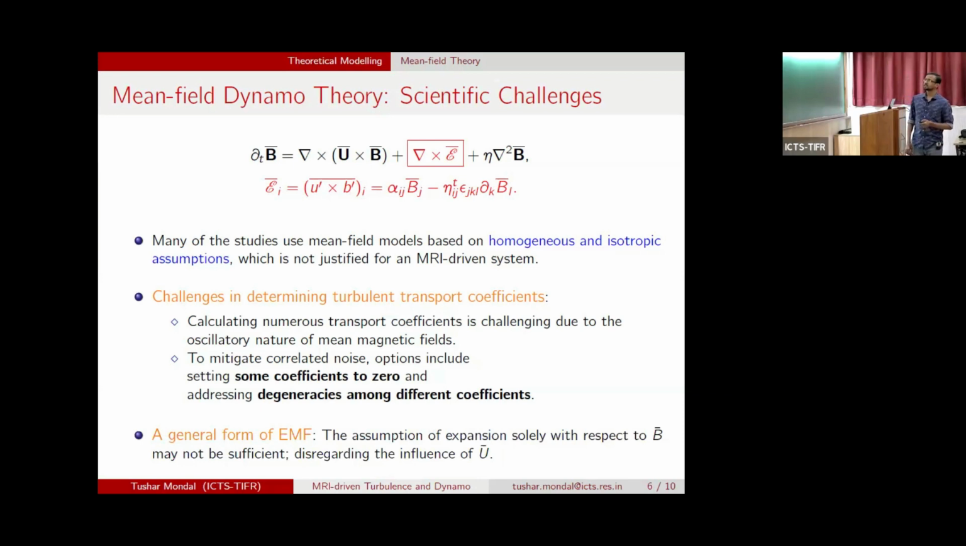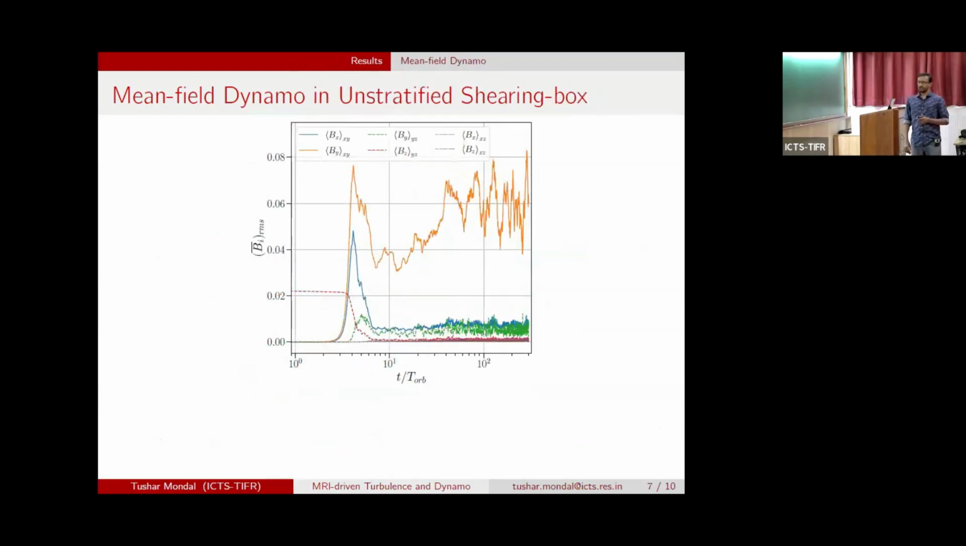Another interesting thing is that this EMF is expressed in terms of the mean field and the gradient of the mean field, and it does not take care of the mean velocity field or vorticity dynamo in the system. So it is not clear whether this closure is complete or not. To do that, we tried an unstratified shearing box. Unstratified means the alpha effect will be absent because the statistical symmetry breaking is not happening.